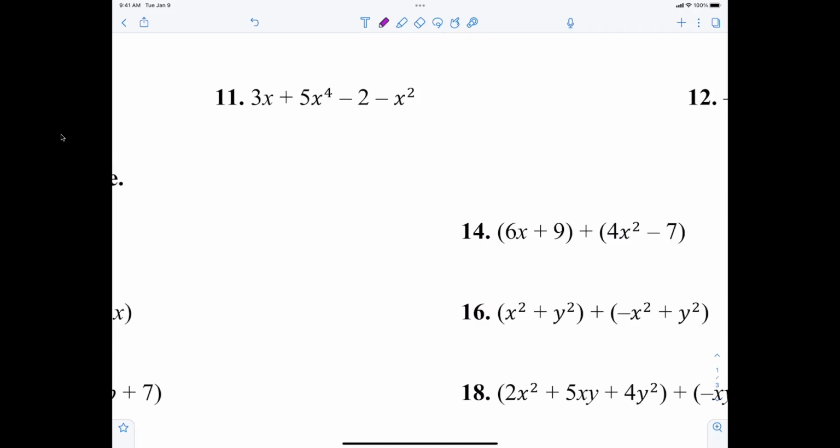3 terms is a trinomial. 2 terms is a binomial. 1 term is a monomial. If there's more than 3 terms, it's called a polynomial. Write that down. Then you should know.